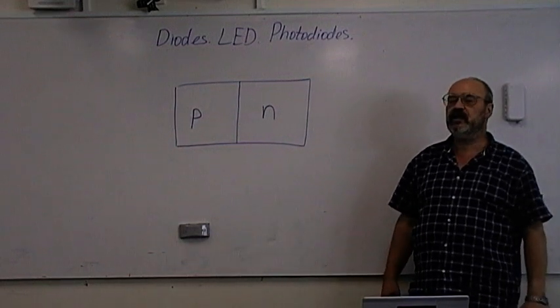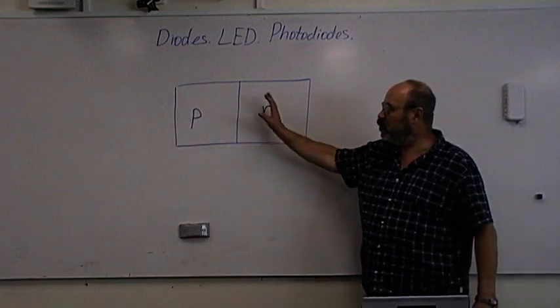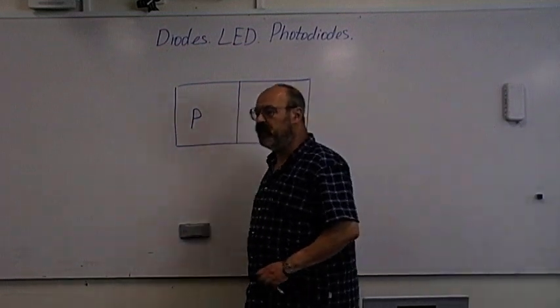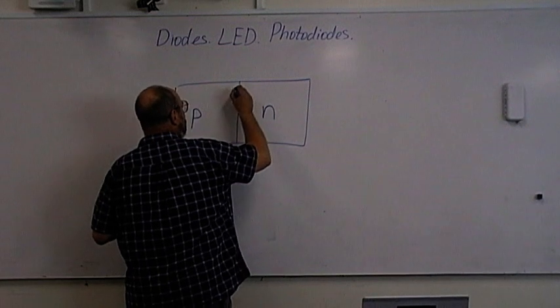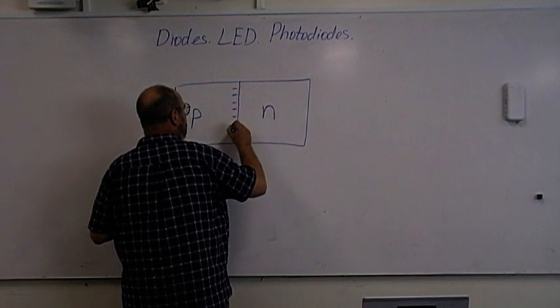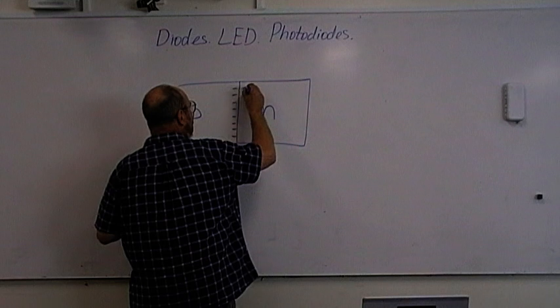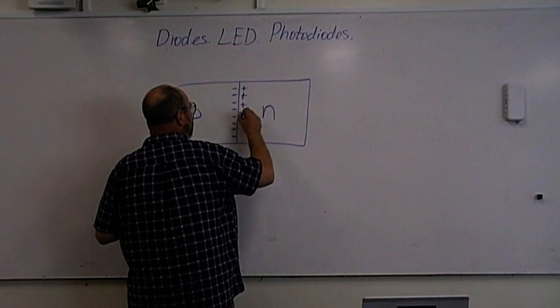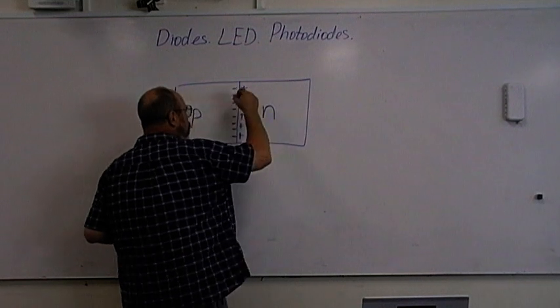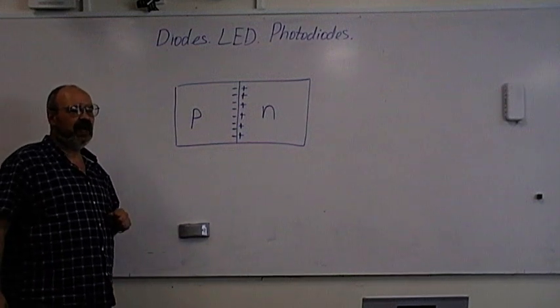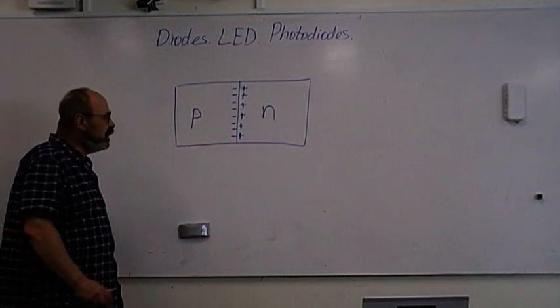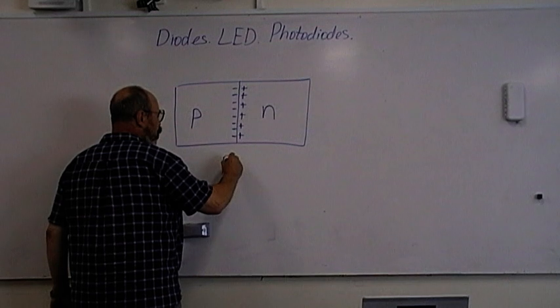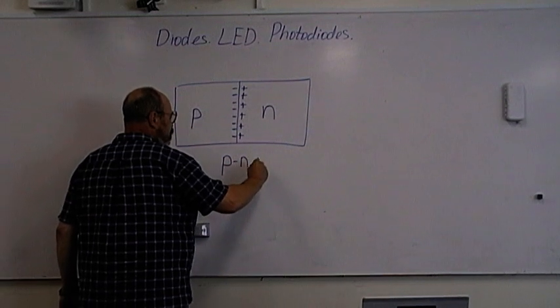So as a result of diffusion, some electrons will move to the P area, and we will have a layer of electrons created here. Some holes will move here, and there will be some positive charges here. And that creates the so-called p-n junction.